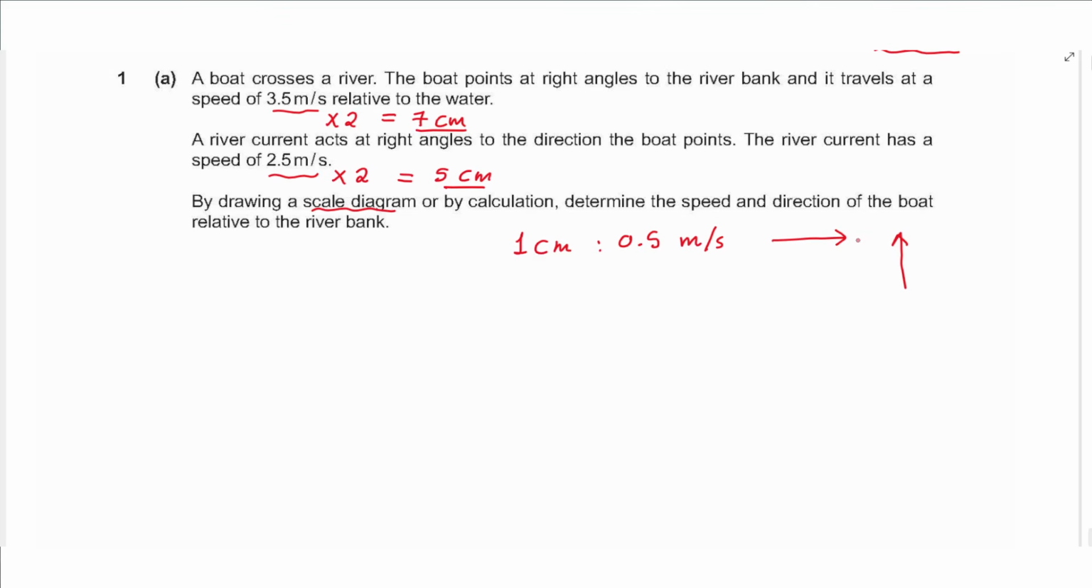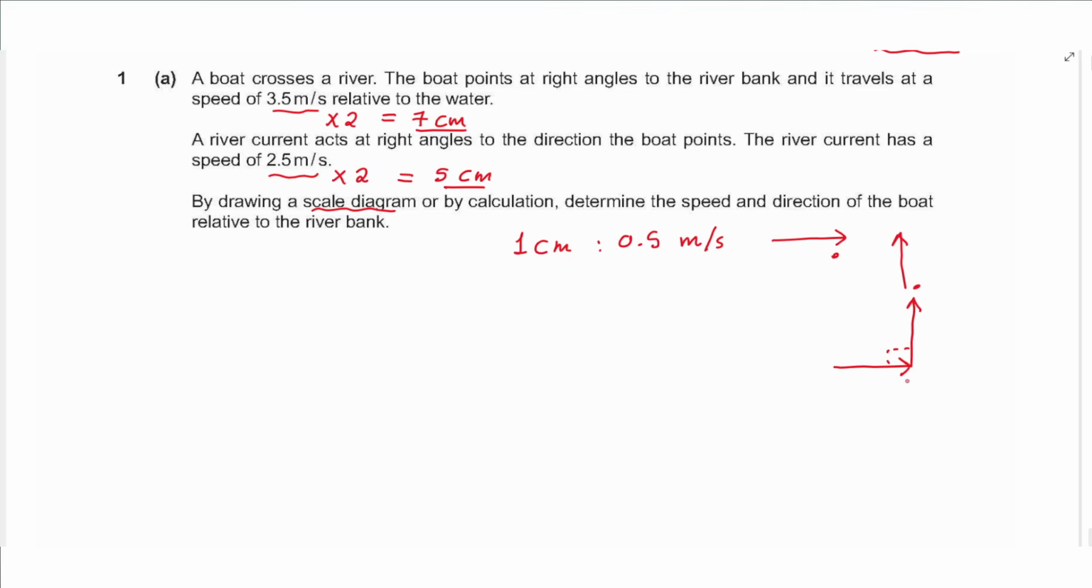And we need to draw two vectors, one pointing to the right and one pointing upwards, or another person may use an arrow to the left and an arrow downwards. Either way, they should be perpendicular because it says so in the question. Okay, so we need to draw one arrow and then the other at the end of the arrow. That's how we use a head-to-tail method.